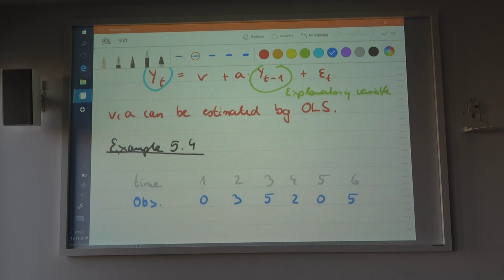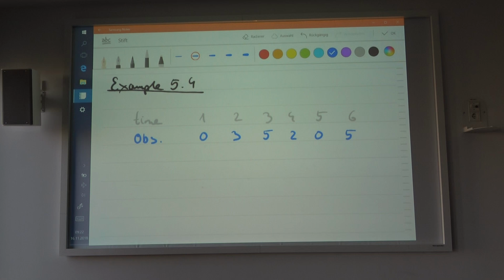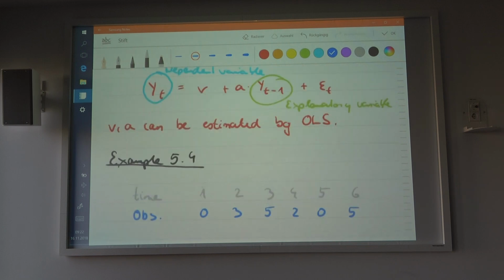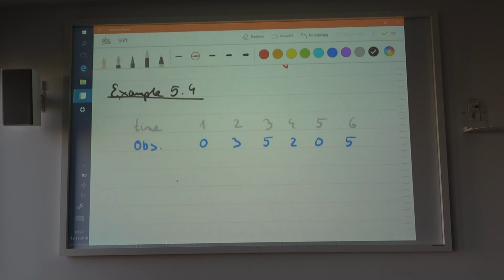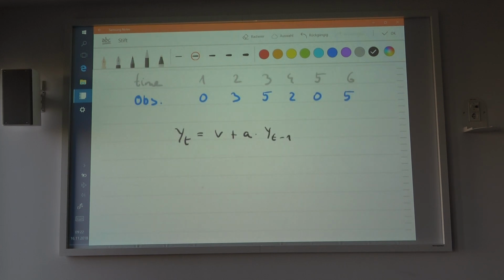Okay, so these are the observations. And suppose that these observations are observations from a first order autoregressive process. Okay, so this is what you would have for the process. Now, what is basically the explanatory variable and what is the dependent variable? If you have the equation y_t equal to v plus a times y_{t-1}, then what would be the sample of the explained variable?